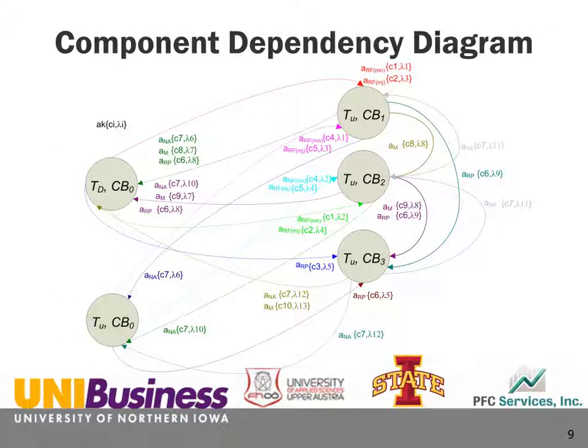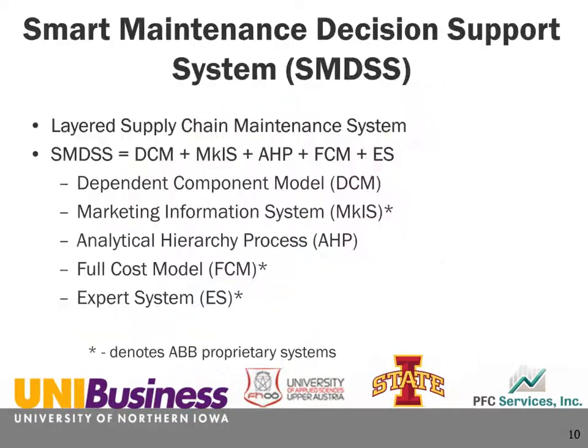Here we have an illustration of the various state combinations of transformer and circuit breaker being online and offline, the actions between each one of those nodes and states, and the costs and transition rates to move between each one of the nodes or states.